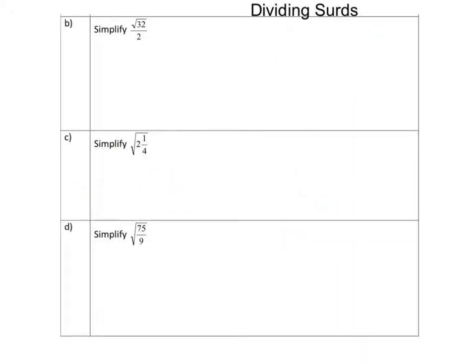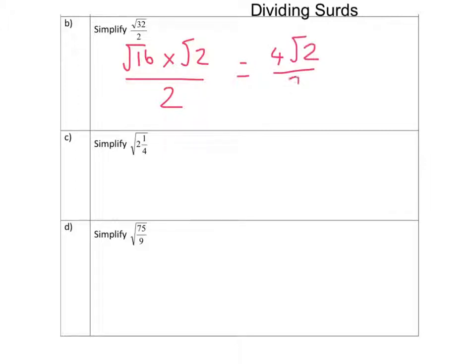Looking at some further examples, in example B, first of all we should be simplifying root 32. So that could be written as the square root of 16 times square root of 2. Again, looking for square numbers. The square root of 16 is 4, so it becomes 4 root 2 over 2, but indeed that will simplify to 2 root 2.